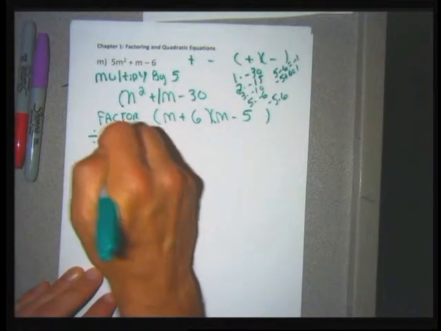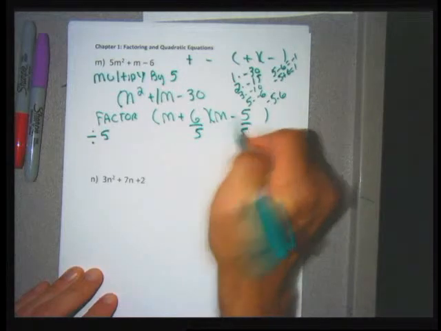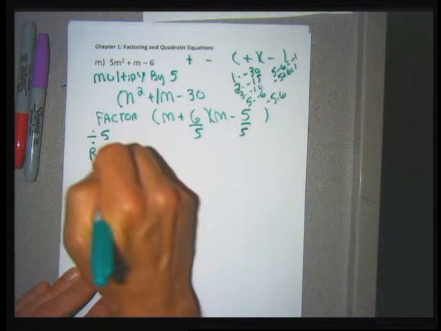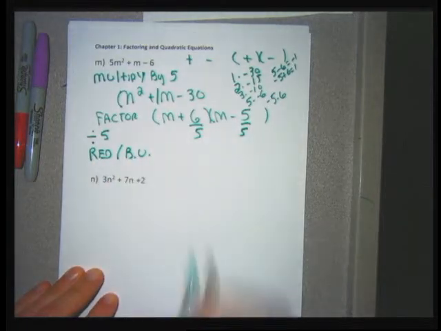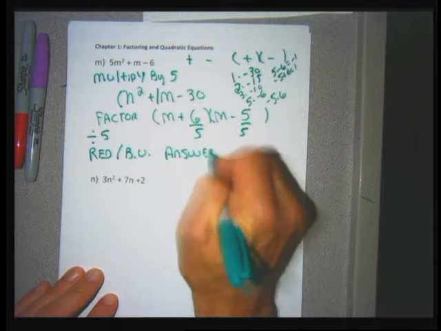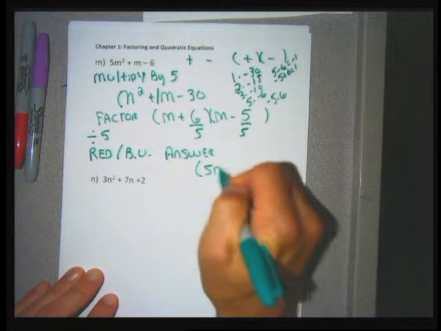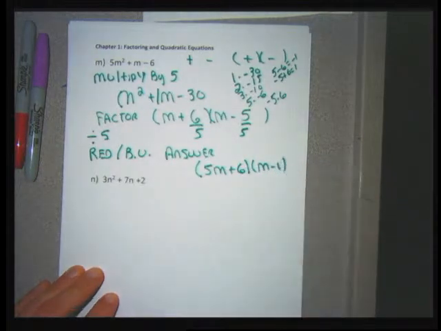Now I need to divide by 5, because I started off multiplying by 5. And then I need to reduce and bottoms up, and I'll do them both on the same step here. First fraction doesn't reduce, so I'm going to bottoms up it and get 5m plus 6. Second fraction reduces, and I'll get an m minus 1.